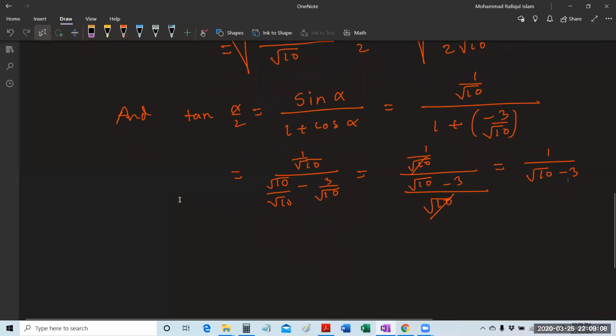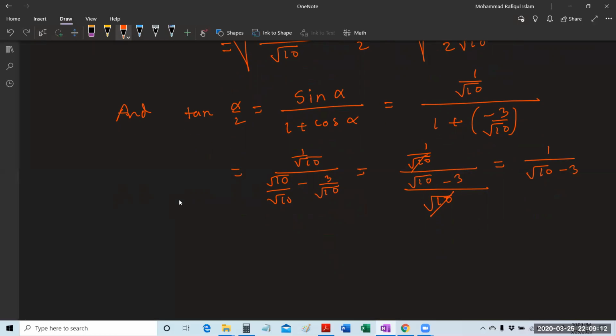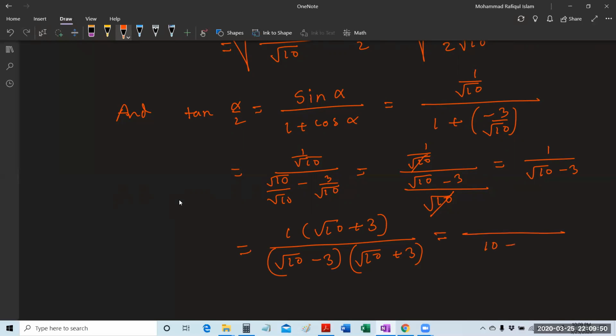We can also simplify this expression by multiplying both the numerator and denominator by the conjugate of the denominator, meaning we can write 1 times root 10 plus 3, all over root 10 minus 3 times root 10 plus 3. We just multiplied the numerator by an extra term, and to cancel that extra term we divided by the same term. Then if we use the FOIL rule, in the denominator we'll have 10 minus 9, and the numerator will have root 10 plus 3. This is the simplest form of our answer. We cannot simplify it further, since we have to find the exact value.